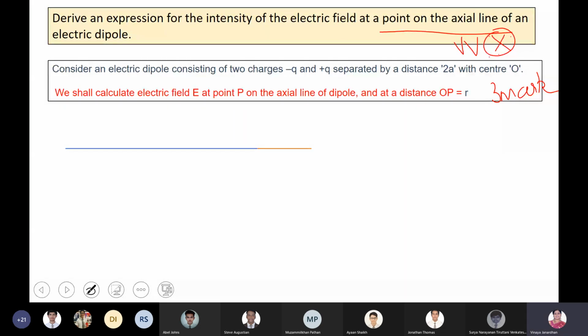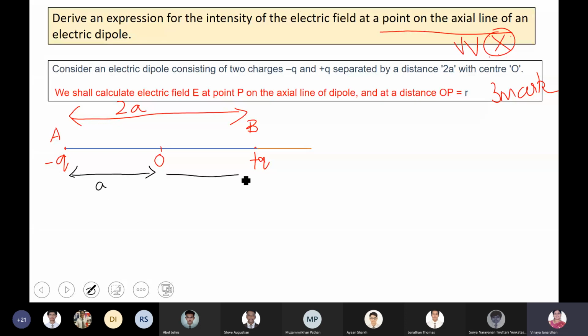Now let me consider an electric dipole, boys. I'm just drawing. Let me consider a dipole of charge minus Q and a charge plus Q separated by a distance of 2a meters. Is that clear? Now let O be the center of the dipole. Because O is the center, this distance will be a.